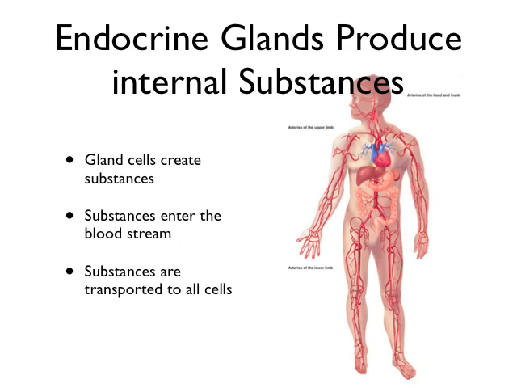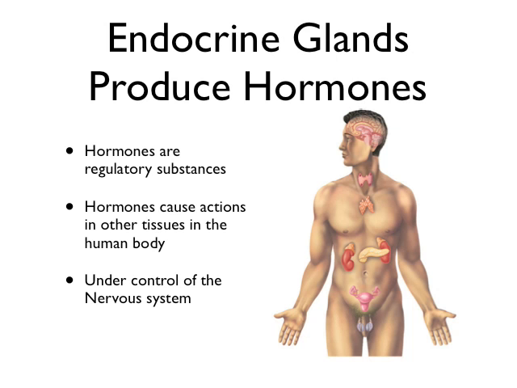Now endocrine glands produce internal substances. Right? These substances enter the bloodstream. They're carried everywhere throughout the human body. Right? And every cell receives these. Doesn't that mean the pancreas is both? Yes, and we'll get to the pancreas in just a little bit. Yes, it is.